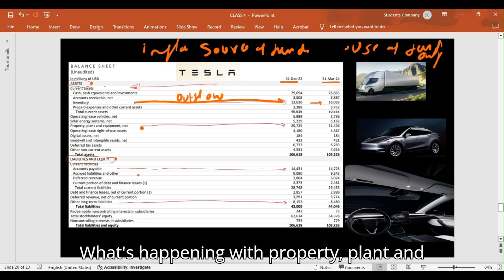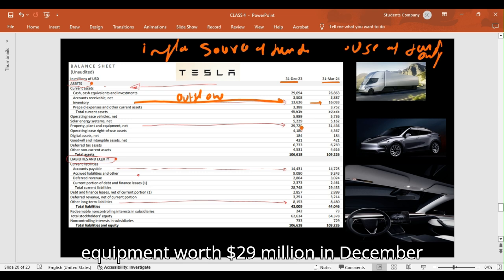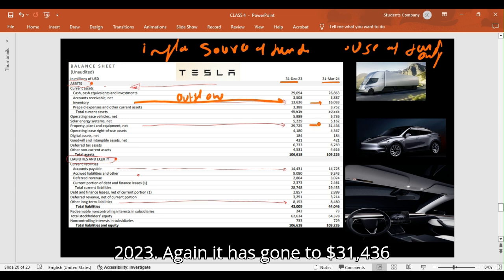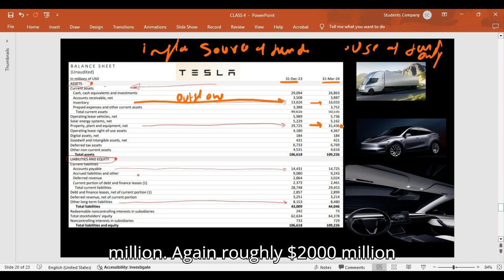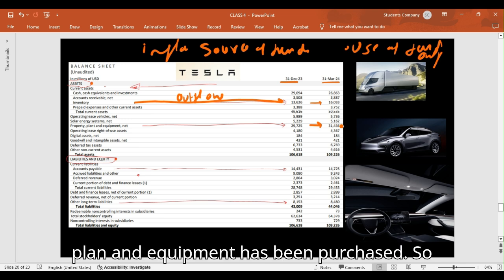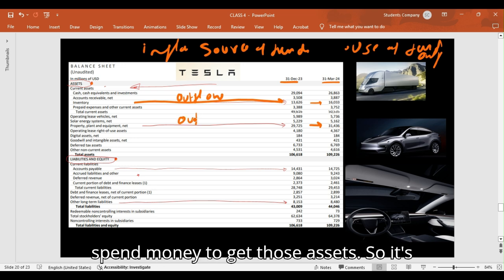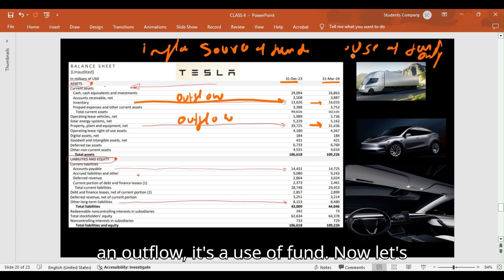What's happening with property, plant, and equipment? They had property, plant, and equipment worth $29 million in December 2023. Again, it has gone to $31,436 million. Again, roughly $2,000 million of long-term assets like property, plant, and equipment has been purchased. So when $2,000 million worth of assets are purchased, what happens? You have to spend money to get those assets. So it's an outflow. It's a use of fund.